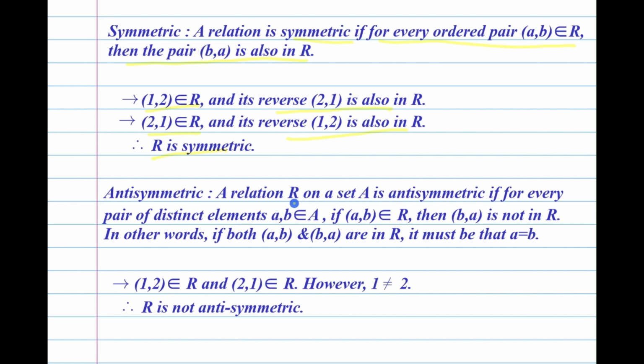A relation R on a set A is antisymmetric if for every pair of distinct elements a, b belonging to A, if (a, b) belongs to R, then (b, a) should not be in R. In other words, if both (a, b) and (b, a) are in the relation R, then it must be that a = b. Here (1,2) belongs to R and (2,1) also belongs to R, but 1 is not equal to 2, therefore R is not antisymmetric.